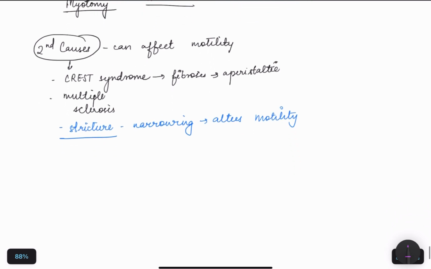The secondary causes of esophageal motility disorders can be CREST syndrome. In CREST syndrome, continuous inflammation occurs, then fibrosis occurs, then aperistaltic movement occurs. Second is multiple sclerosis and stricture formation. Stricture is narrowing, which also alters the motility.